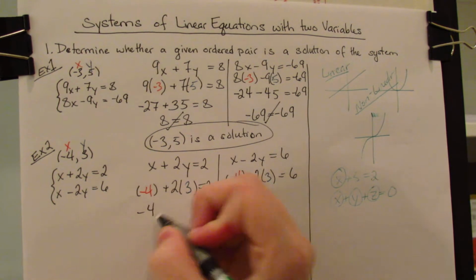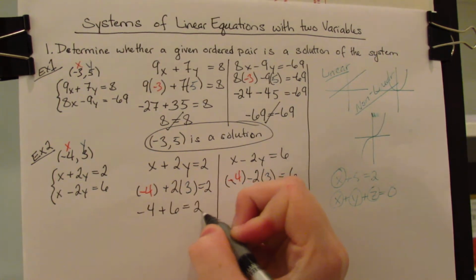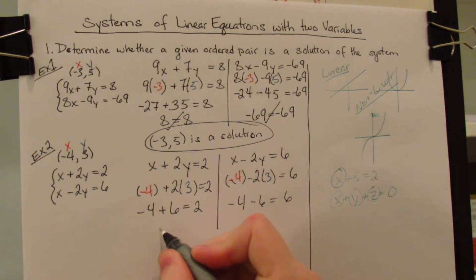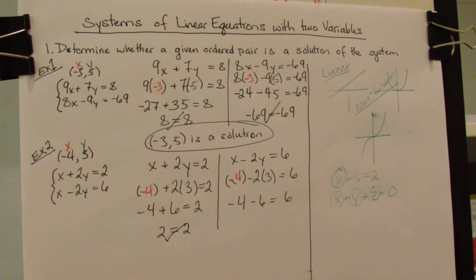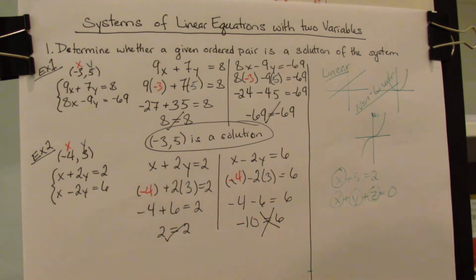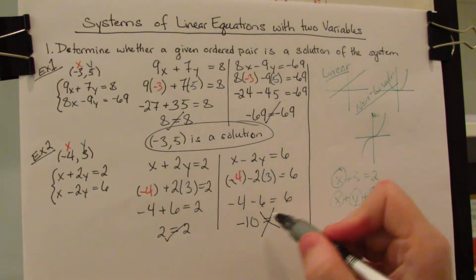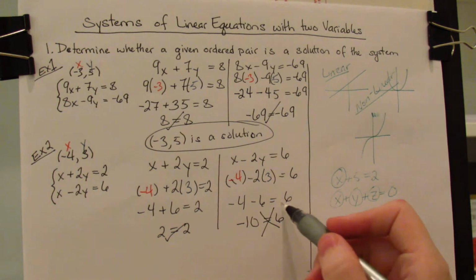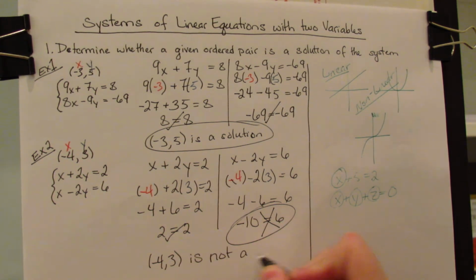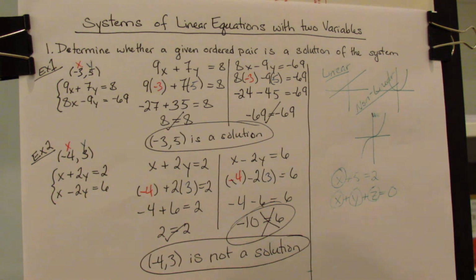And then if we solve that out, we say that -4 plus 6 equals 2. And -4 minus 6 equals 6. So now here we have 2 equals 2. That one's true, that one's good. But over here, we have -10 equals 6. And we know that is not true. Therefore, because one is true and one is not true, it doesn't matter if one is true, but because this one is not true, we say that -4, 3 is not a solution. And that is the answer to that problem.